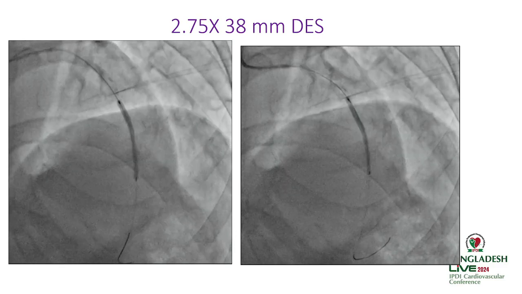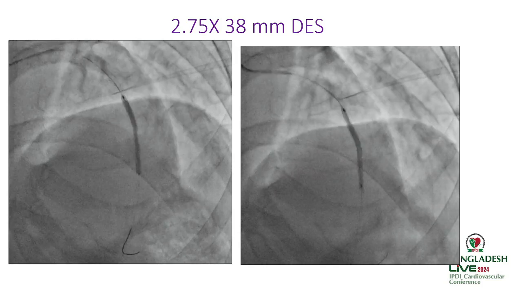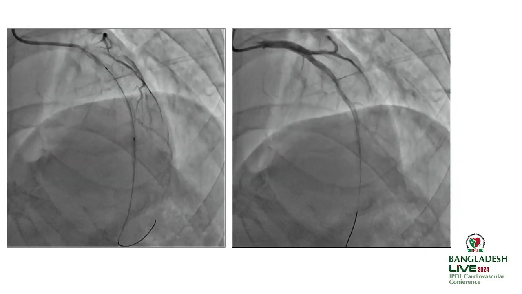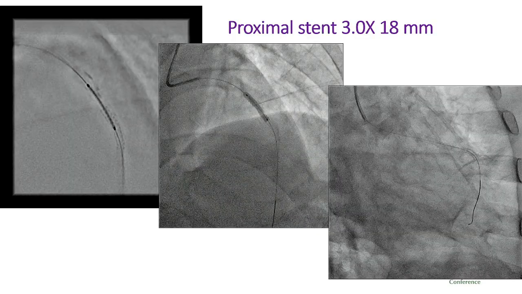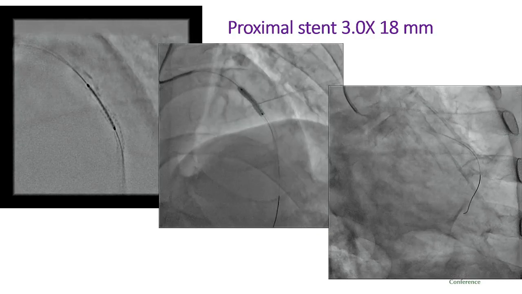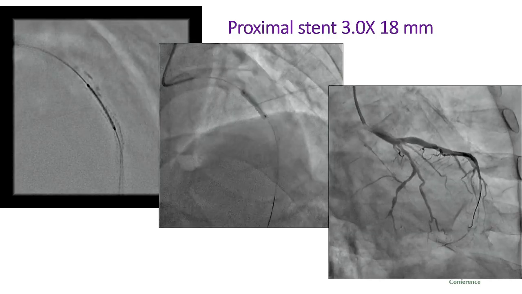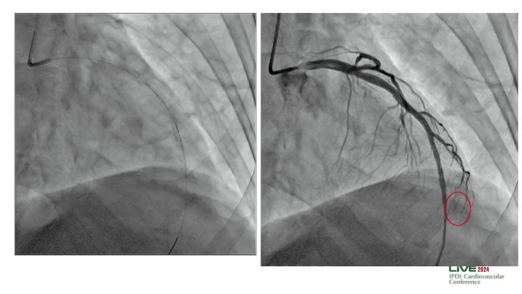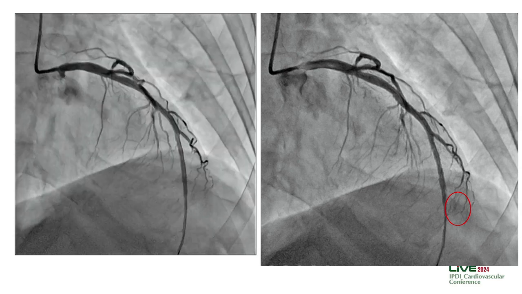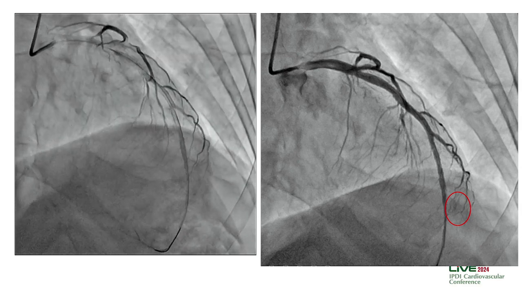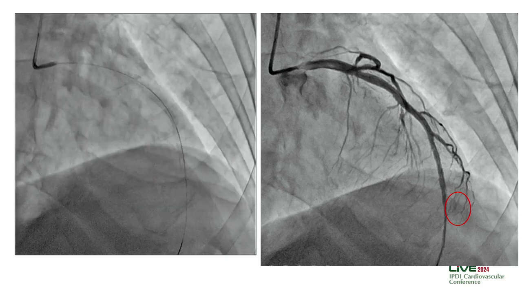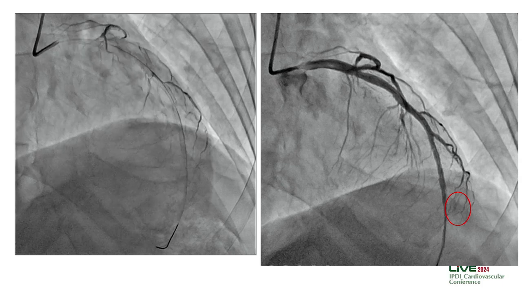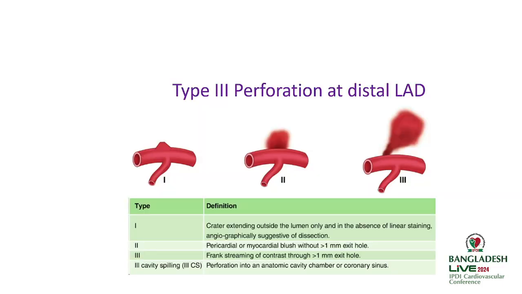This is the distal part of the stenting. Then we pre-dilated the proximal part and put a second stent, 3 into 30 millimeter drug-eluting stent, overlapping the distal stent, and things were going well. The patient was hemodynamically stable. But one of our curious minds noticed something going outside in the distal part of the LAD, a jet in the distal part of the LAD, without the patient becoming hemodynamically unstable. So we thought this is a type 3 perforation in the distal LAD.